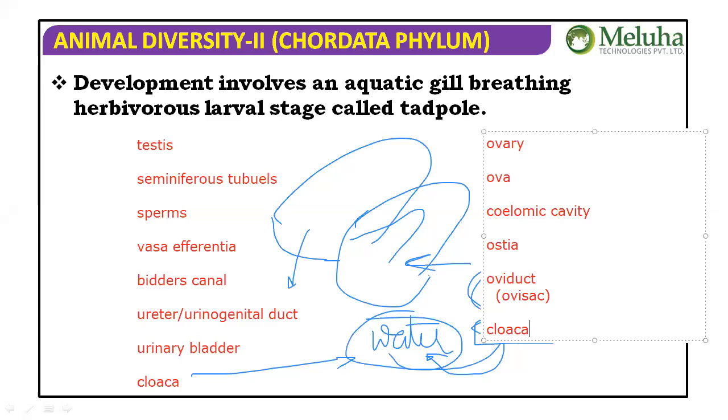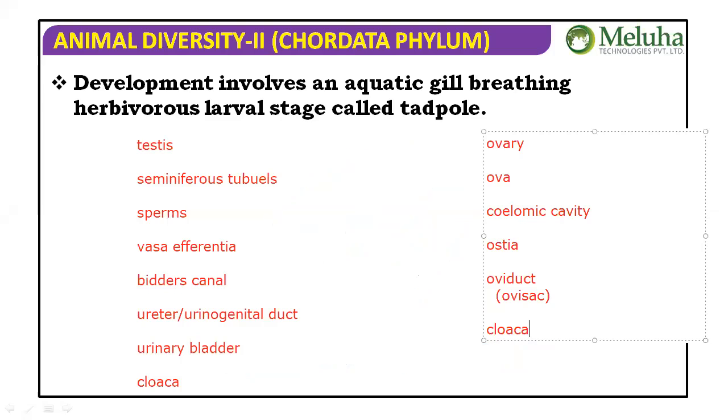I want to give the conclusion in both cases; this is the thing you need to remember. The development involves an aquatic, gill-breathing stage. Sperms are released in the water by pressing the abdomen of the female, and the ova are also released in the water. We call this a mass of ova. Then fertilization occurs in the water and a zygote is formed, which leads to a larval form.